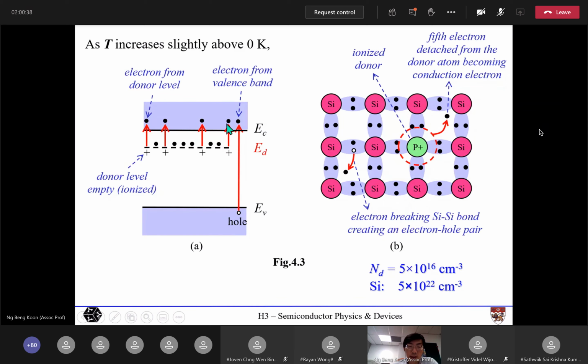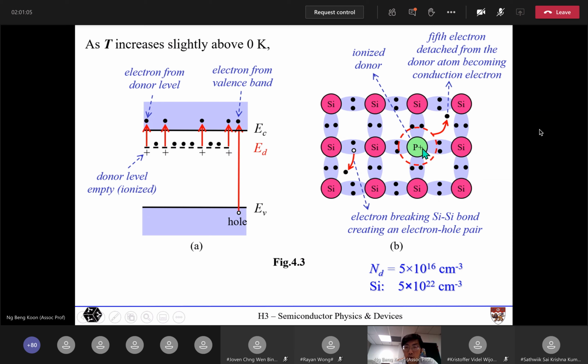In doing that, the phosphorus atom that it initially belonged to now loses one electron, and that makes the phosphorus atom positively charged. It becomes ionized. When it's positively charged, we say that it becomes ionized, and this corresponds to a fixed positive charge in that lattice position.